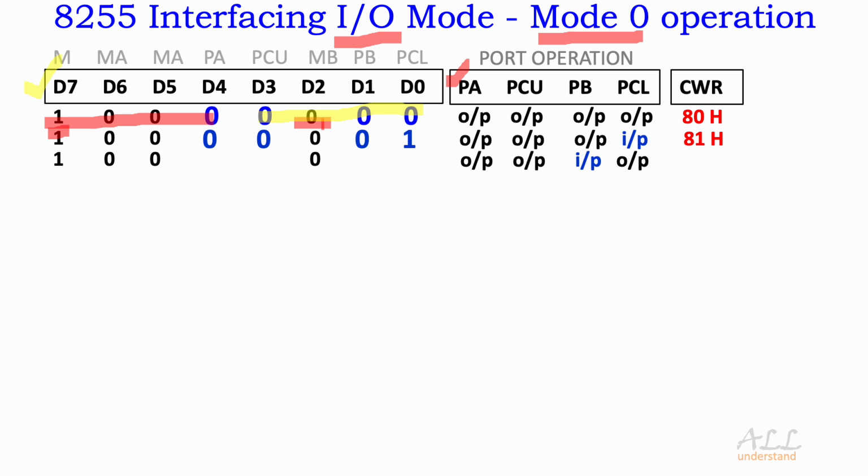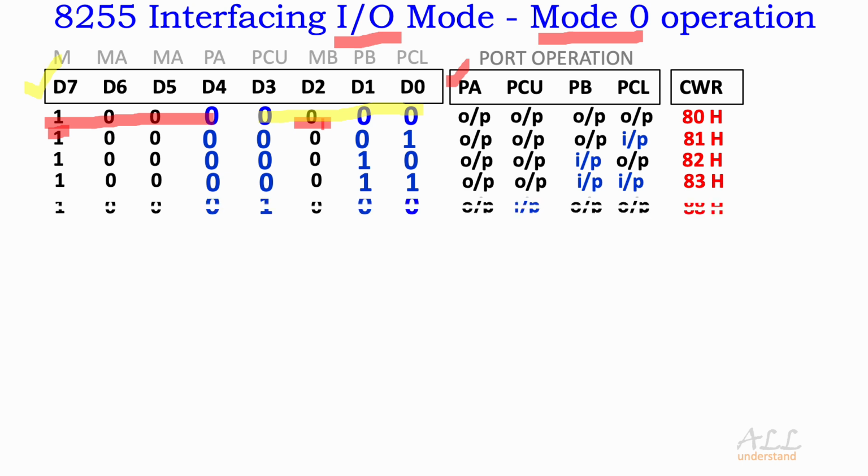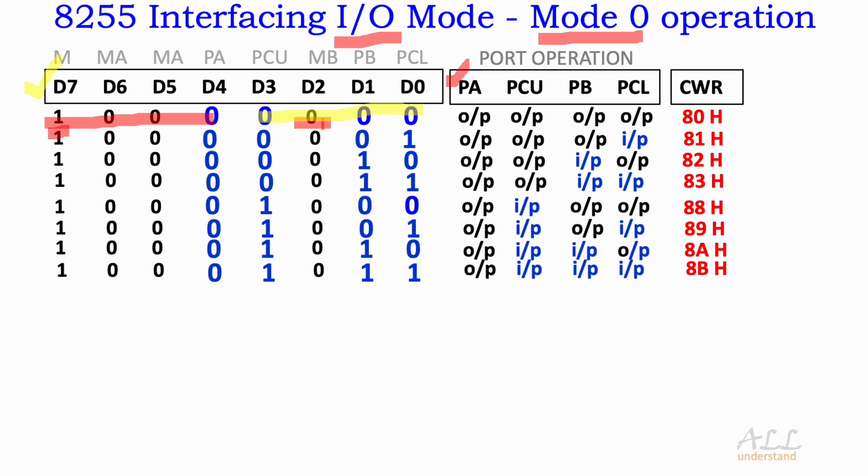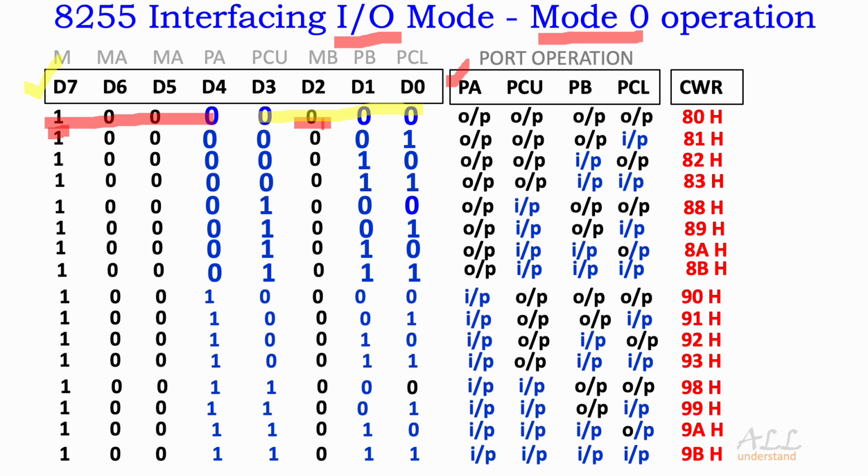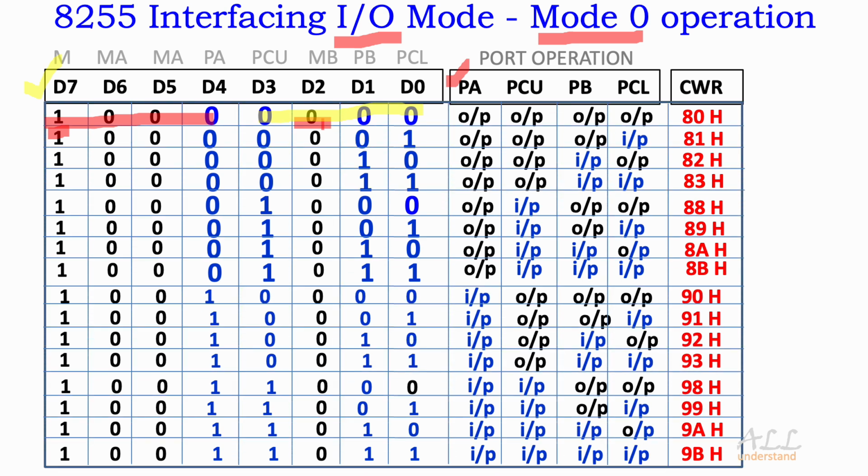D1 is set to 1. So what is the control word? It is 82H. See there? Similarly, I can use port B and port C lower as input ports, and the remaining 2 ports as output ports. What is the control word? 83H. Similarly, like this, we can obtain all the combinations with port A as an input port by using the control word series 90, 91, 92 and so on. That I also represented in the table that you can observe.